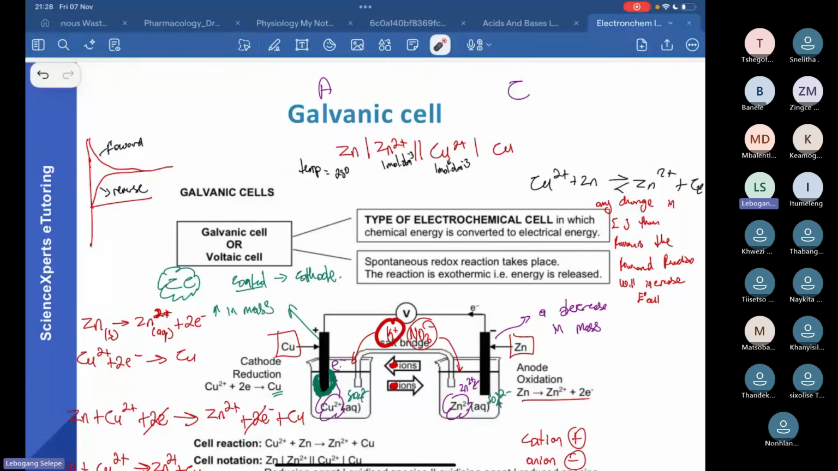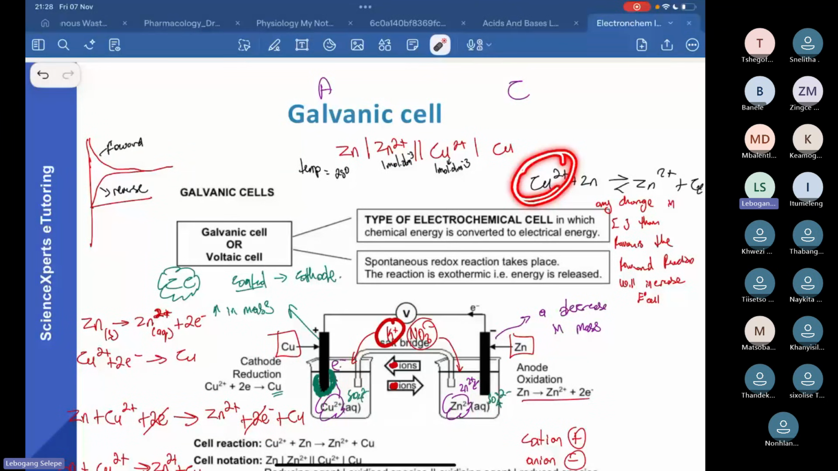Guys, I don't want you to cram a lot of things. Just say any change in concentration. Remember, concentration only applies to Cu2+ and Zn2+, right? Any change in concentration that favors the forward reaction will increase E cell. Then you're good to go, because in the exam they might just decrease this.